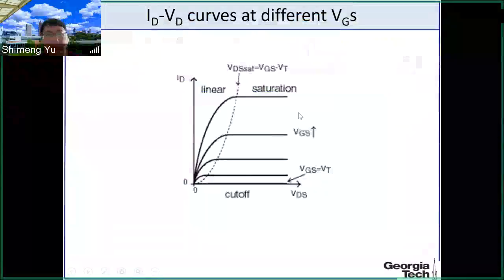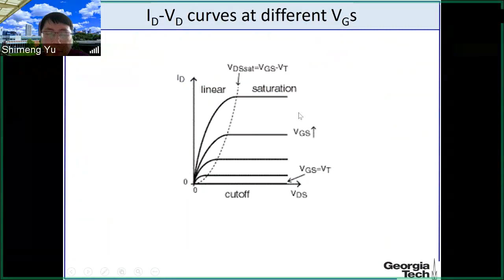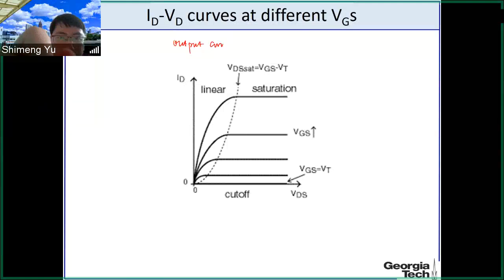So I think the next step is to visualize those equations by drawing this kind of plots. This is also very important in this course. There are two types: ID-VD or ID-VG curves. Basically, we want to visualize those equations by drawing this kind of plots. The first one is ID versus VD, and sometimes we call this output curve or output characteristics. It's output. And this is ID versus VD.